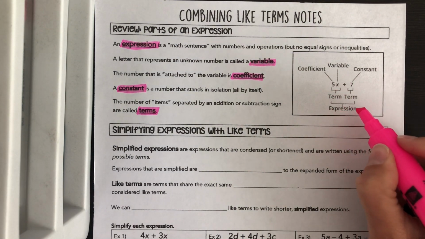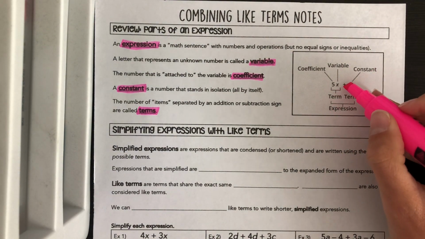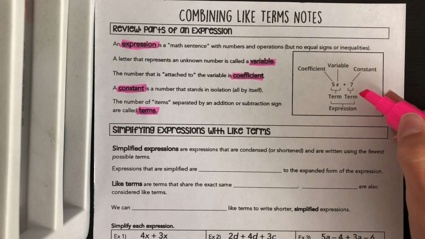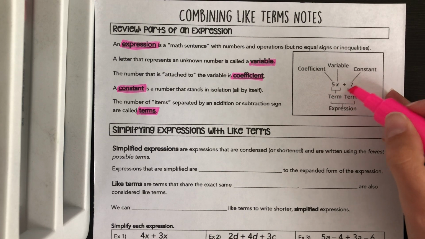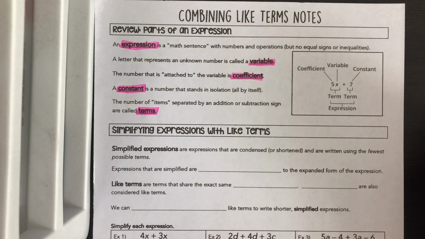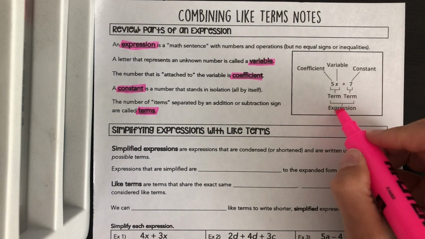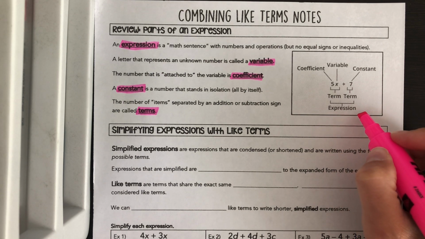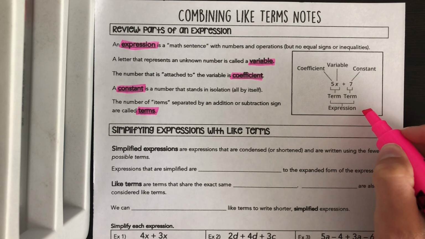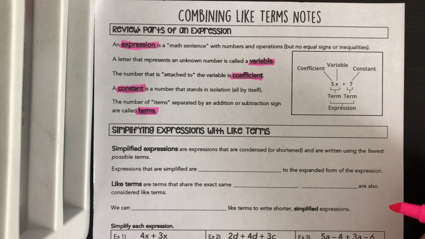Within this expression, we have two terms. And the first term here is 5x, and our second term is 7. Those are the things that are separated by that addition sign in that expression. And this whole thing, 5x plus 7, is our expression. And notice that you don't see any equal sign or any inequality symbol there.